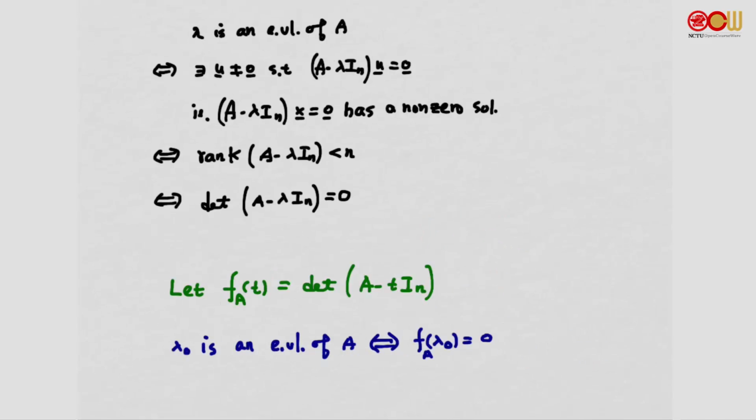Alright, so we have defined this function of t. It's the determinant of this matrix, and this matrix depends on t. But what kind of function is this? Is it an exponential function of t? Is it a polynomial of t? What kind of function is it?